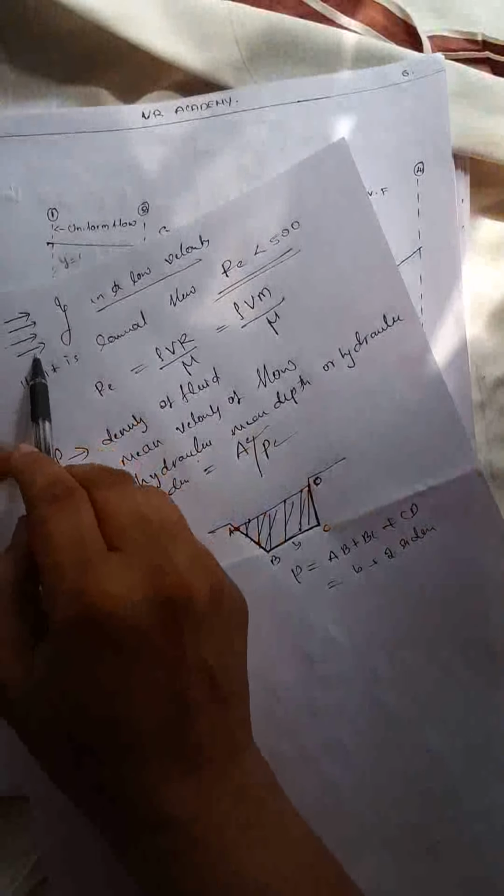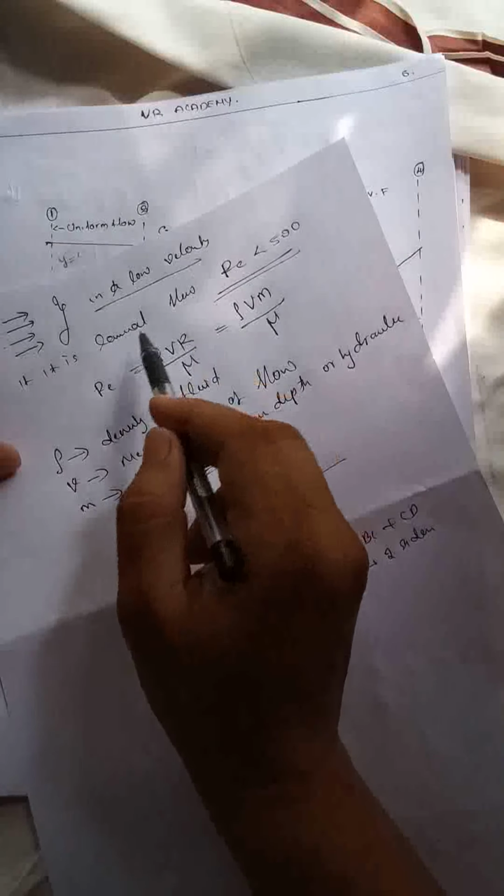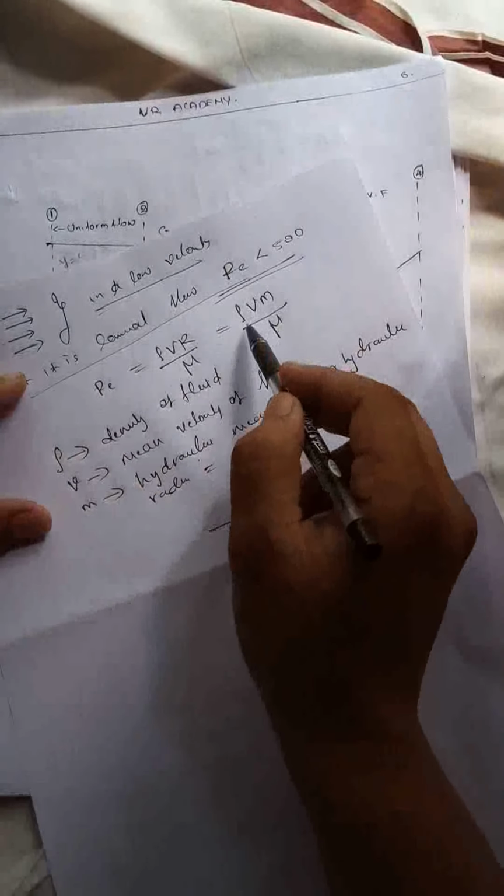So laminar flow means the fluid particles or fluid layers move parallel to each other, there is no lateral mixing, and it is only possible at low velocity. If it is laminar flow, the Reynolds number is less than 500. The Reynolds number expression is rho V m by mu. Next, let's go to turbulent flow.